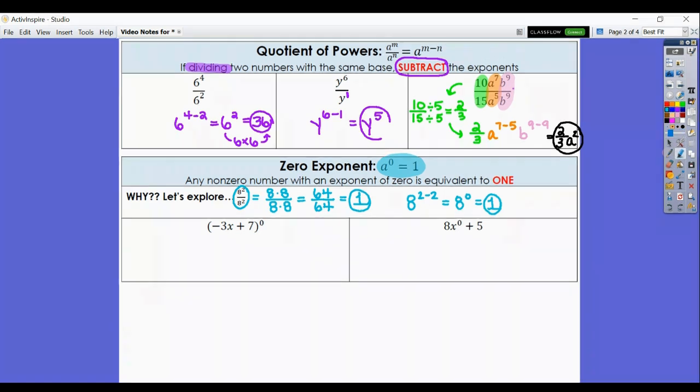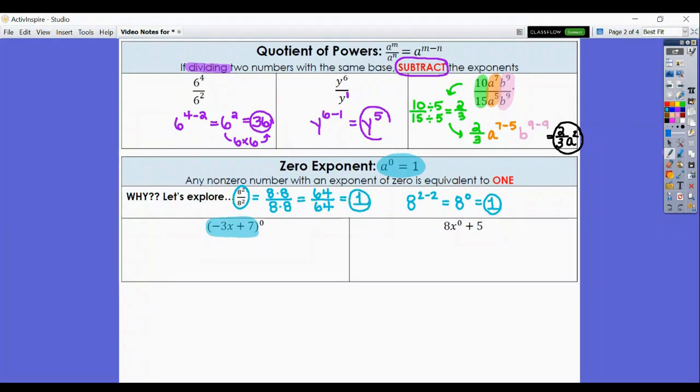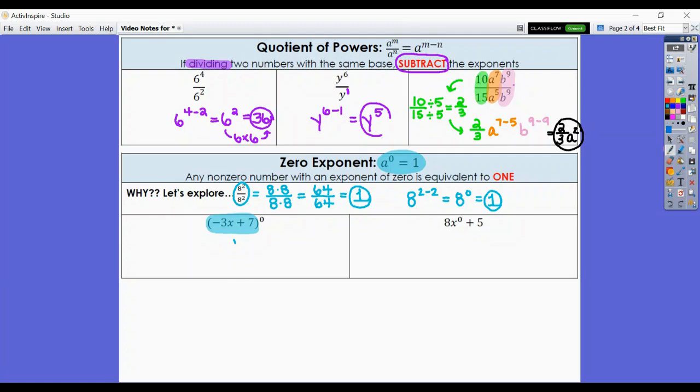I have an exponent of 0, and I must be taking the base and turning it into 1. So the whole base is in parentheses, negative 3x plus 7. Since that's raised to the 0, the whole thing becomes 1. But please remember that only the exponent of 0, what the base is of that exponent, turns out to be 1.